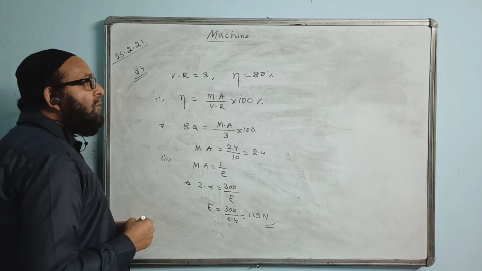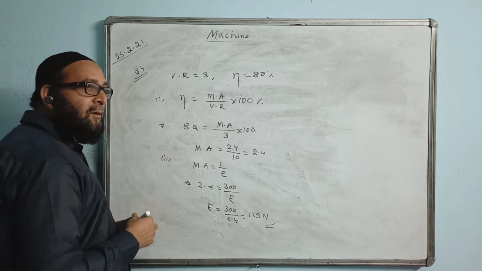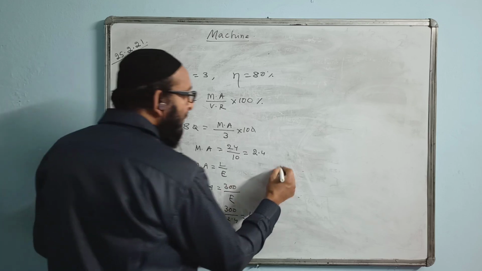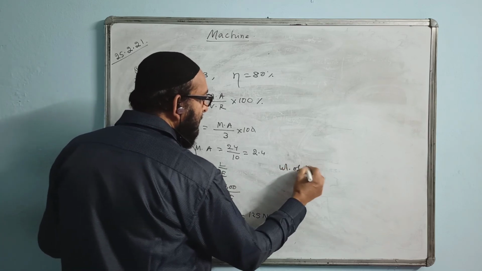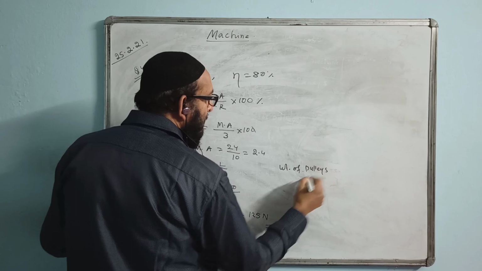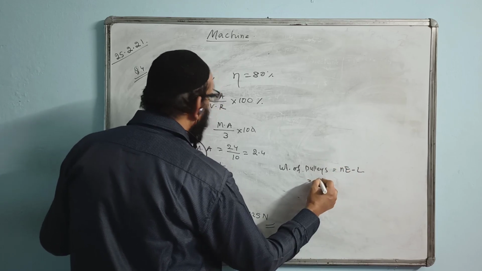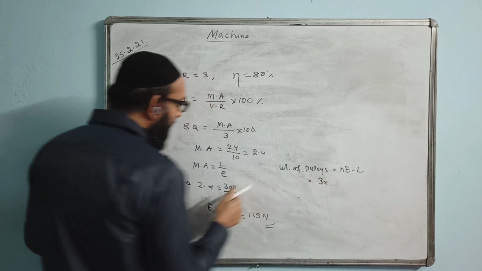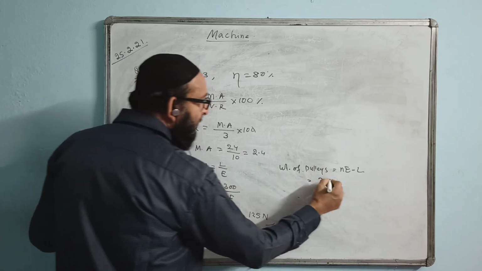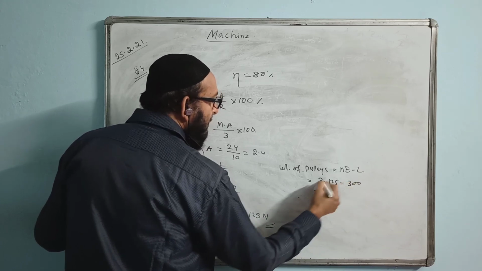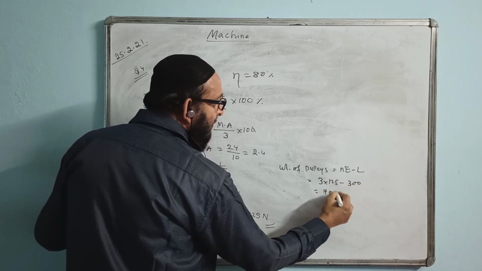If they ask here also to find the extra effort or find the value of friction and all, we do the same way. Weight of pulleys is equal to AE minus L. So number of pulleys is 3 and the effort value we calculated is 125, minus the actual load, which is 300. So 375 minus 300, the answer will come 75 Newton.